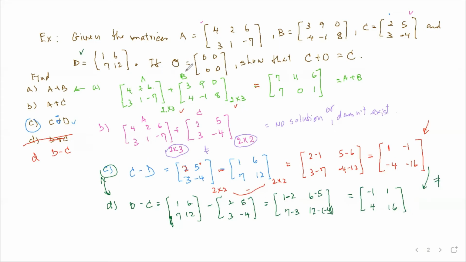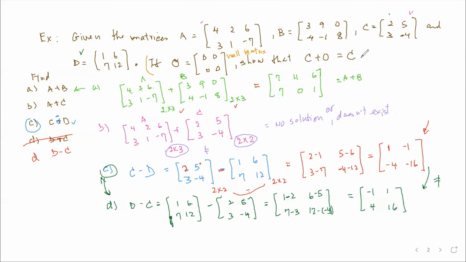Now the last one here. If matrix O, equal to 0, 0, 0, 0, that means we call it a null matrix. That means every term is 0. Every element or entry of the matrix is equal to 0. Show that C plus O equals C.